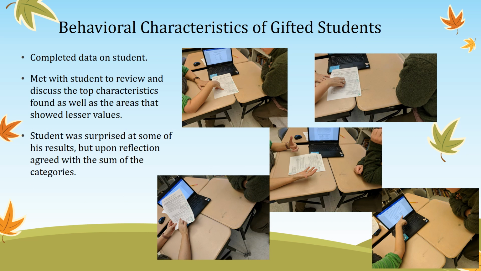The next area I would like to discuss is the behavioral characteristic chart. After I completed the data on the student, we met and discussed the top characteristics that we found, as well as some of the areas that had lesser point value. His top areas were learning skills and leadership skills, followed by creativity, and then finally motivational.